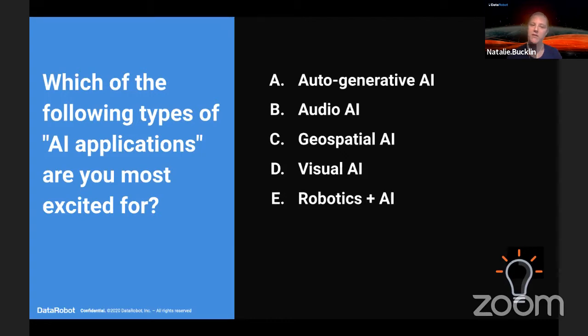So let's wait a minute for you guys to come submit your answers. There is no wrong answer here. We're just looking to see what types of applications that you guys are most excited for.